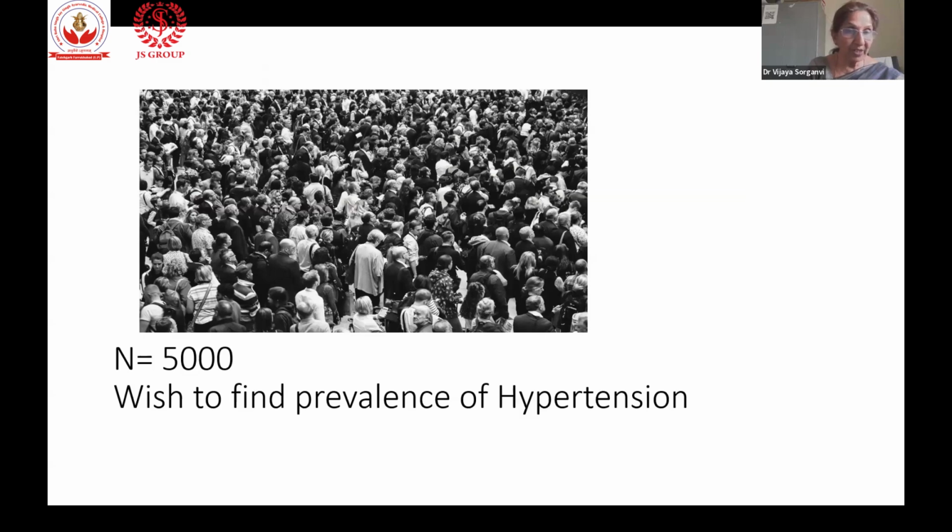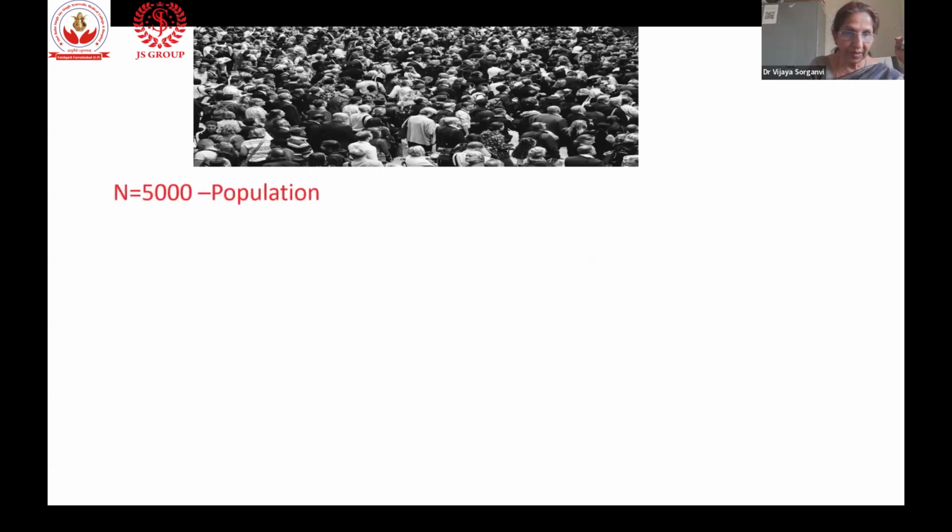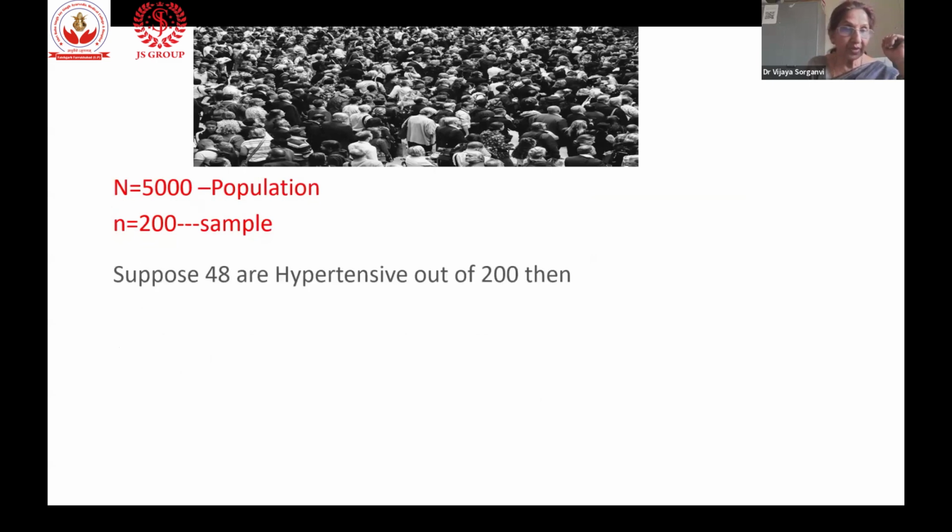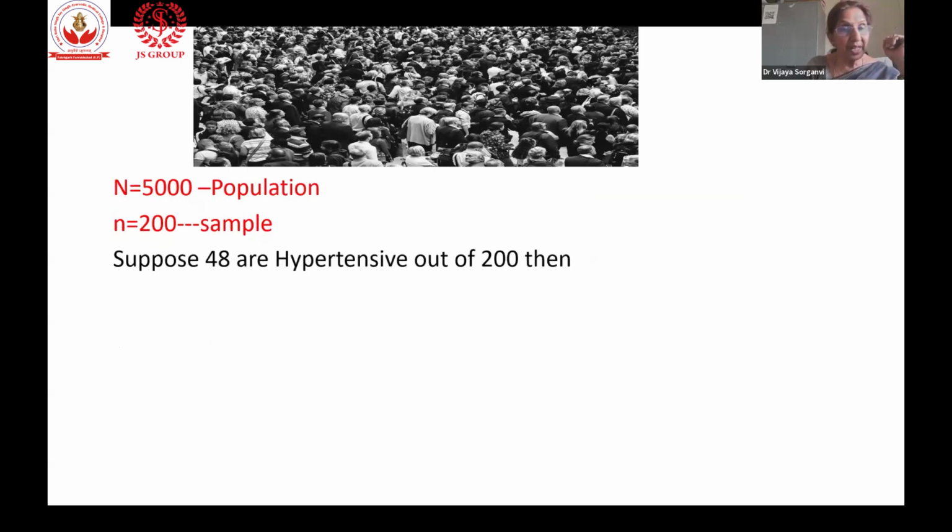So this is the group of population. We have 5,000 population in the group. Our population contains 5,000. We wish to find the prevalence of hypertension among the 5,000 population. We are drawing 200 from the 5,000 population, so our calculated sample size is 200. Then suppose 48 are hypertensive out of 200. Out of the 200 from the sample we see; we will not look at it out of the population value.